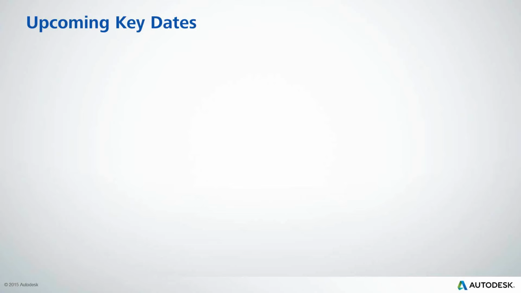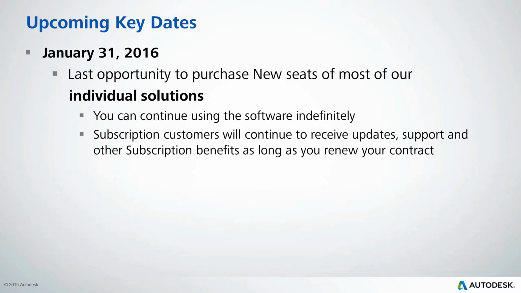A couple of upcoming key dates I wanted to share with you and kind of provide some insight as to how our subscription modeling continuing is to develop is on January 31st of 2016, so we're only a few months away. It will be the last opportunity for customers to purchase new permanent seats of most of our individual solutions. So what I mean by that is if you have a seat of AutoCAD 2016 or a license of Revit or Civil 3D, and you would like to have additional permanent licenses available for yourself or within your company, the last opportunity to purchase those will be January 31st.